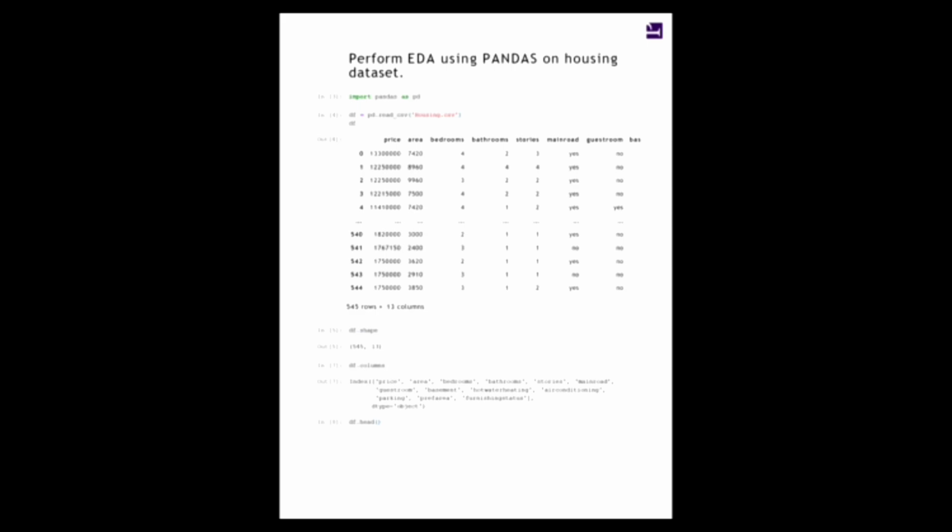Now, what are these 13 columns? The df.columns attribute lists them all out for us. We have price, area, bedrooms, bathrooms, and several other features that describe each property, including categorical ones like main road and furnishing status. To get a cleaner look at the first few entries, we use the df.head method.